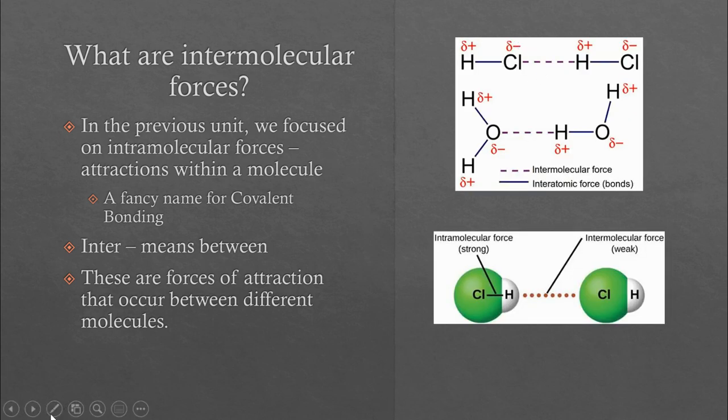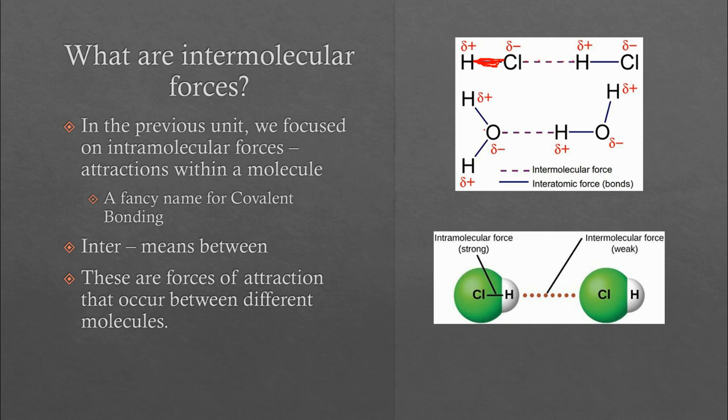So here we have HCl, and this right here is an intermolecular force. That is a covalent bond. That is the sharing of electrons between hydrogen and chlorine. But in between our adjacent hydrochloric acid molecules, we have some attractions, and this is an intermolecular force. So between these two molecules, there's a force of attraction.